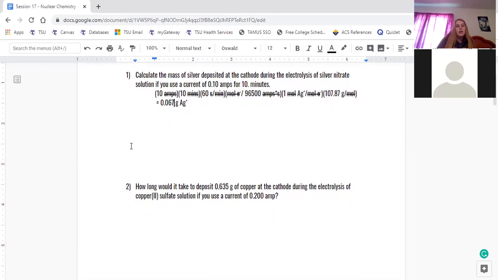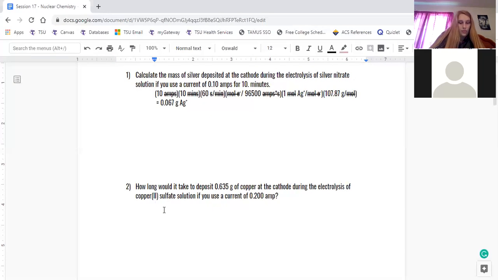How long would it take to deposit 0.65635 grams of copper at the cathode during the electrolysis of copper(II) sulfate solution if you are using 0.2 amps? So for that, once more, we ask: what did they give us? They gave us the amount of copper in grams.